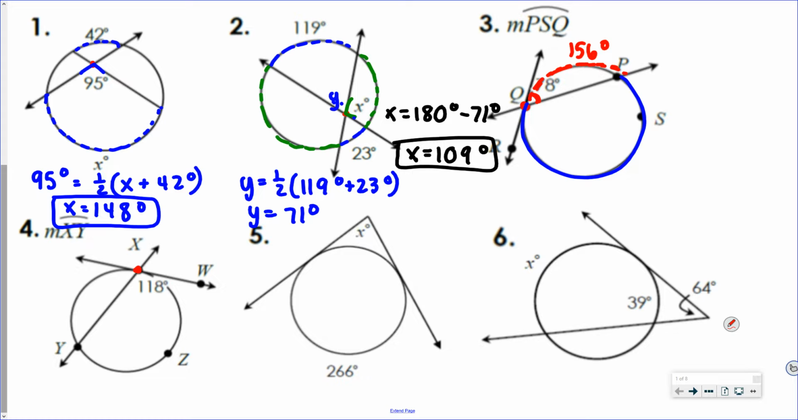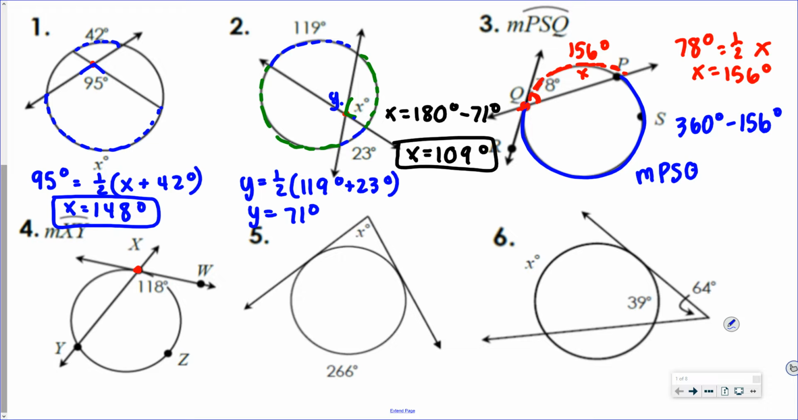Or you could set up this equation. If this equation confuses you, I don't have to do this. I know that angle is 1/2 the measure of its arc. We call this x. Times both sides by 2, you get 156. And since they intersect at that one point, what do the red arc and the blue arc have to total up to? 360. So then to find the blue, I could just do 360 minus 156. So the measure of arc PSQ is 204.